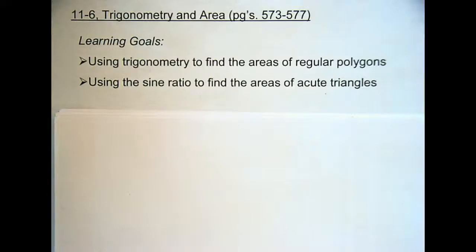Okay, so today we're doing 11.6. That's trigonometry and area. So we're going to be finding area of regular figures and areas of different types of triangles. Triangles that aren't right triangles given different measurements. So today's probably, I think, out of all the lessons in chapter 11, the most difficult. And that's why we spend 2 days on 11.6.